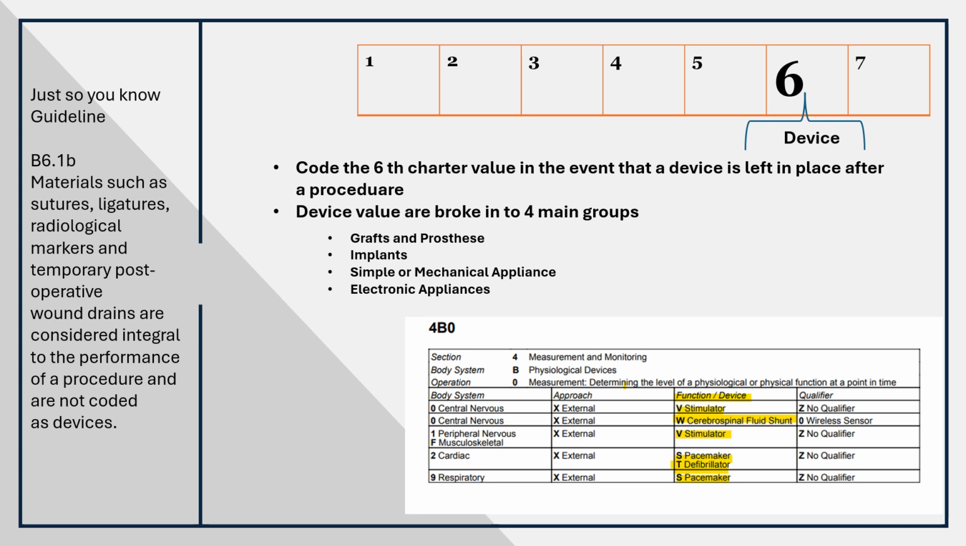Things that are considered integral to the performance are not coded separately. Materials such as sutures or temporary post-op wound drains are not reported separately when it is a basic integral part of a procedure.